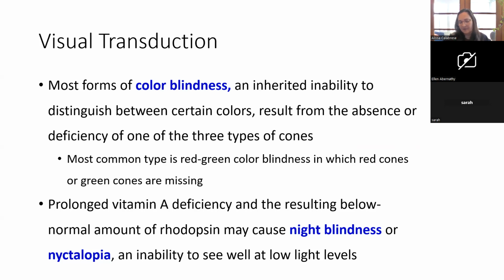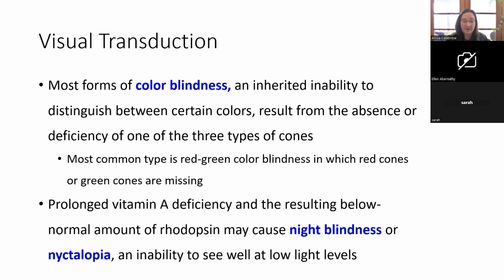Okay. Color blindness usually has to do with the lack of a certain type of cone. So you're missing your red cones or green cones or both. That'll lead to color blindness, and usually that's genetic.